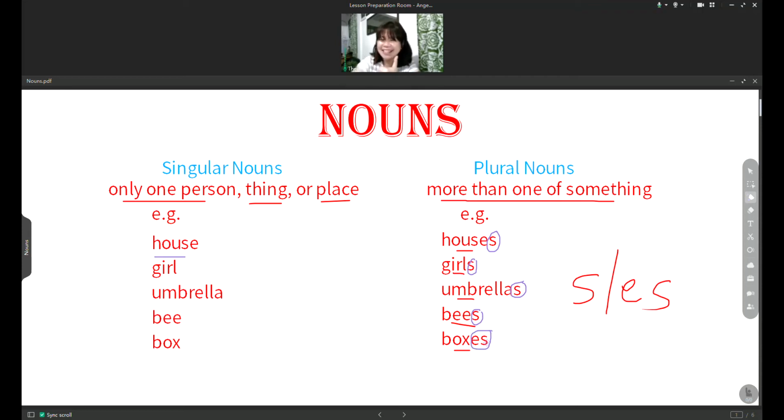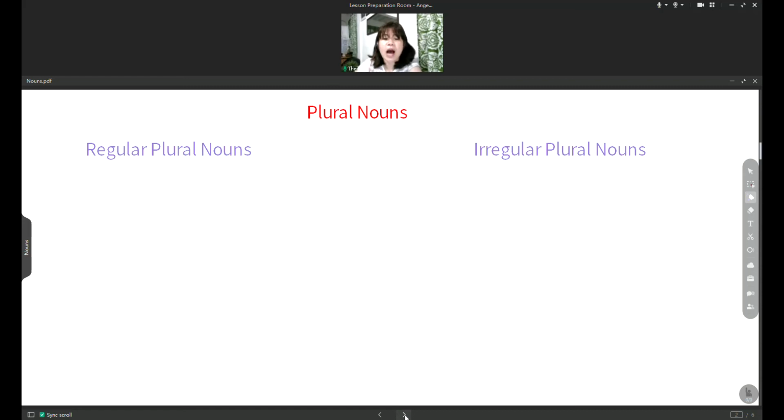Easy, right? Okay, now let's talk more about plural nouns. A while ago we talked about adding s or es for a singular noun to become a plural noun, right? Now, here we have two kinds of plural nouns. We have the regular plural nouns and the irregular plural nouns. For the regular plural nouns, that is when we just add s or es.